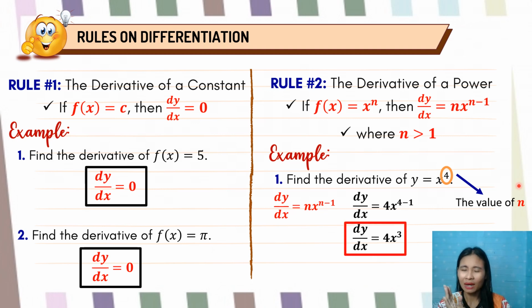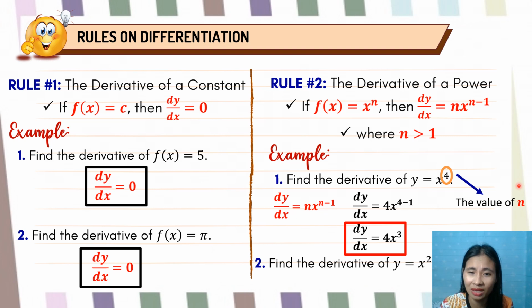Actually, we can have a shorter way without dealing with the formula, substituting, and then simplifying if necessary. For example, find the derivative of y is equal to x squared. The shorter way is this: the exponent, make it the numerical coefficient, and then subtract 1 for the remaining exponent. So the exponent 2 becomes the numerical coefficient, that makes it 2x. Now, 2 minus 1, so the exponent of x now is 1.